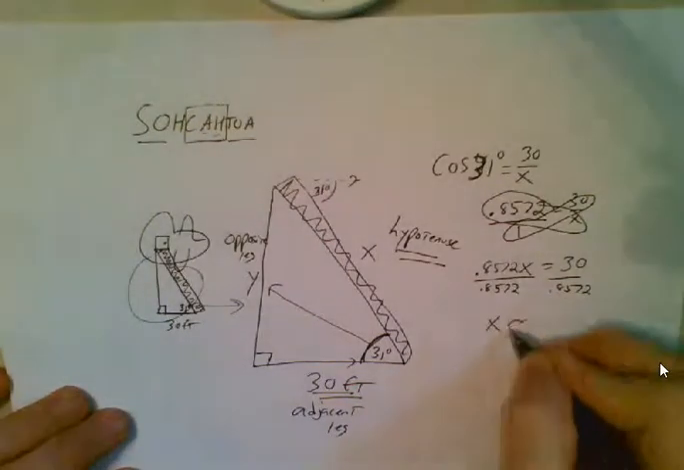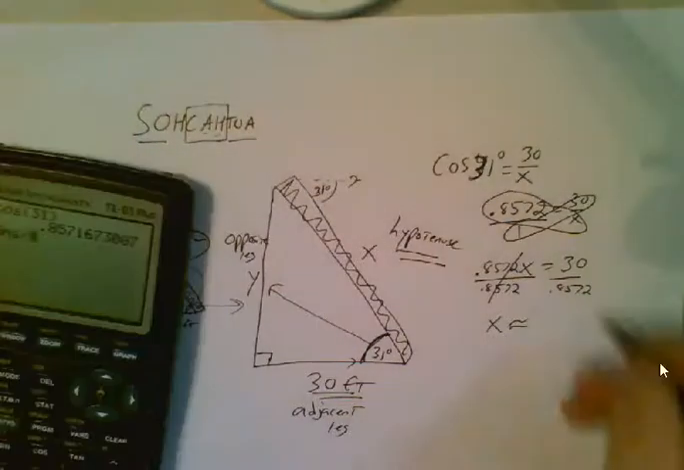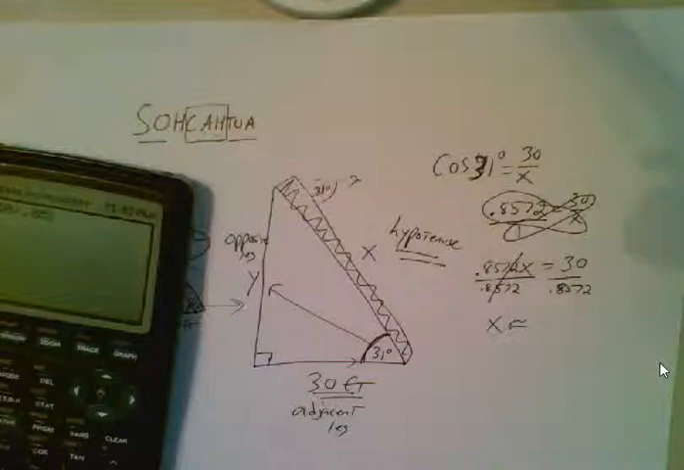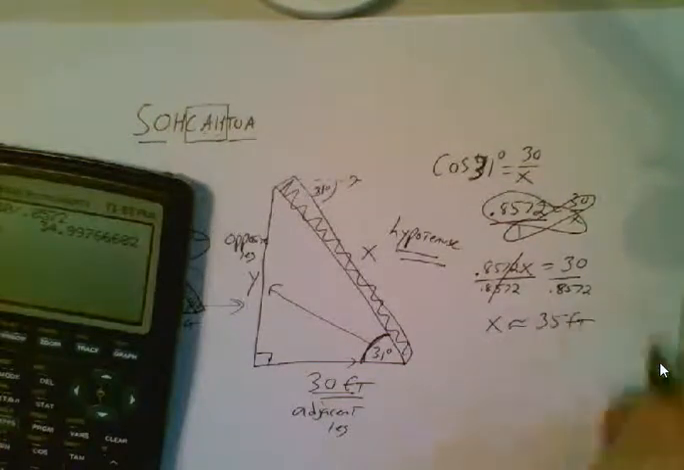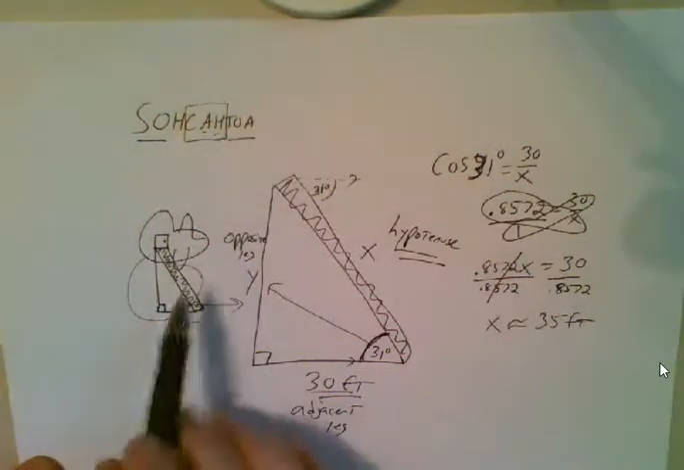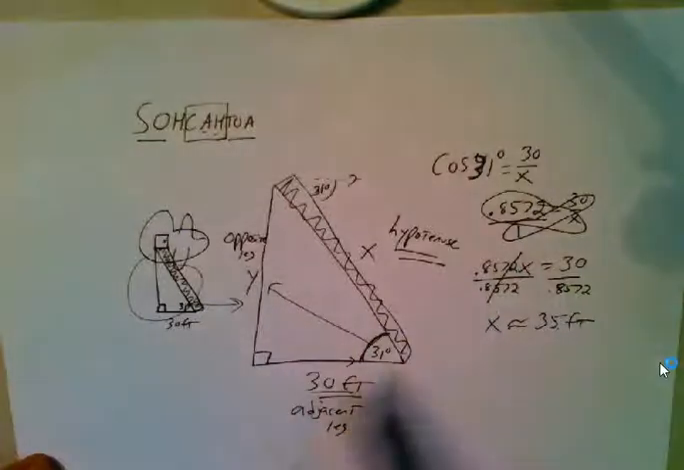So x is going to be approximately, those cancel, 30 divided by 0.8572. And you get about, that's pretty much 35 feet. And there's your ramp. Now we still got to do one more thing though. We still need to find the opposite. So at this point, you've got the hypotenuse. I suppose you could just use the 35 and use whatever ratio would involve the 35, or maybe even use the Pythagorean theorem.